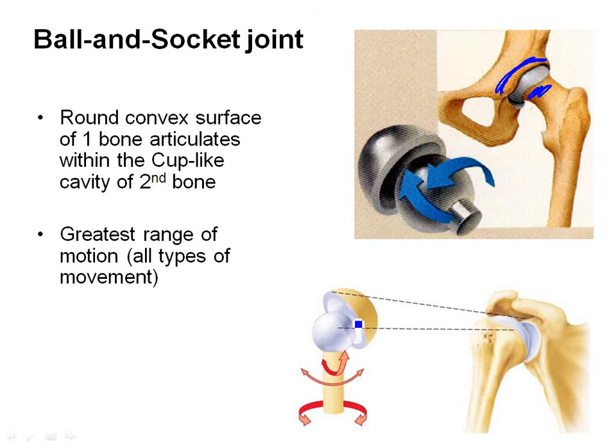We can do much more. We can throw a softball. We can put our arms in every different position. And here we're going to have the head of the humerus. It's going to fit into the glenoid cavity. Sometimes it's called the glenoid fossa. But again, this is a diarthrotic joint that allows movement in almost every direction.